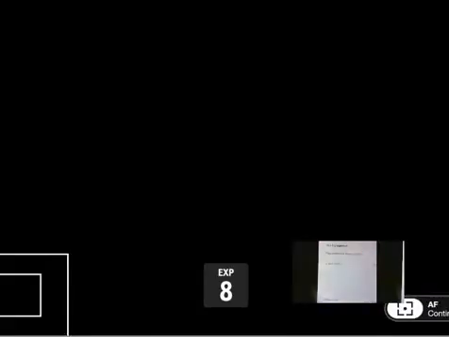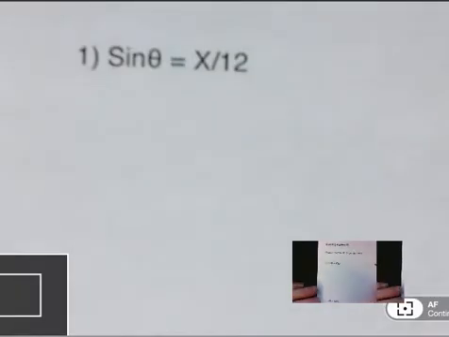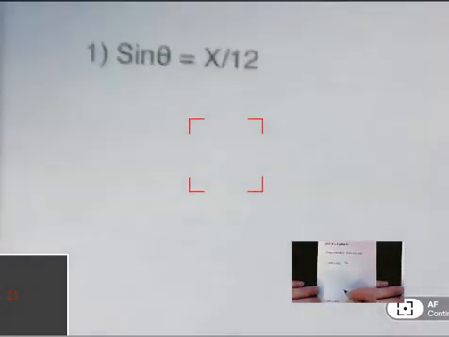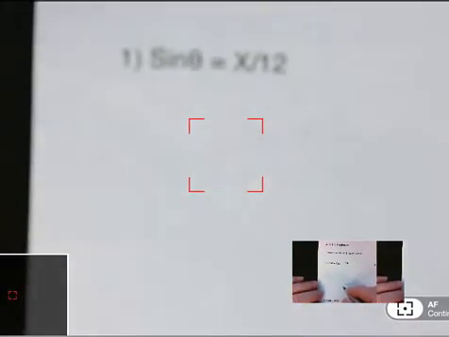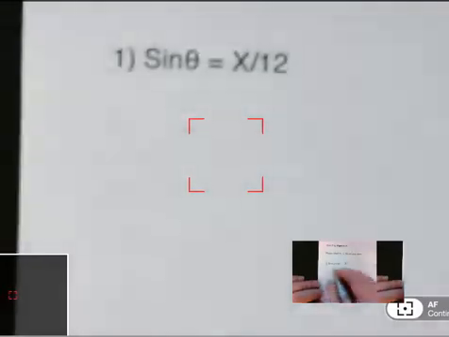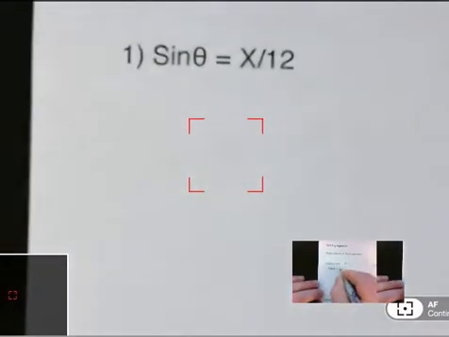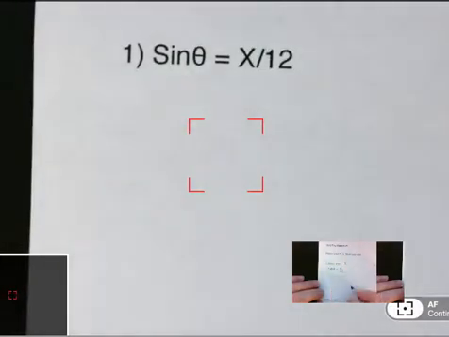In the first question on this quiz, we're being asked to solve for x. What that means is that we're going to end up with an expression that looks like this: x equals something. The first step we want to take is to write this in an easily understandable format. So that would be sine theta equals x over 12.